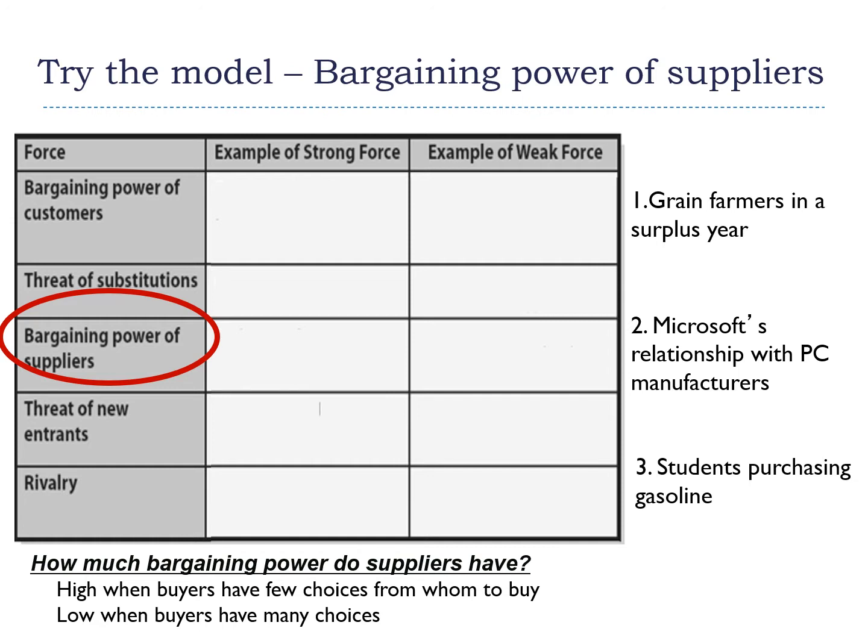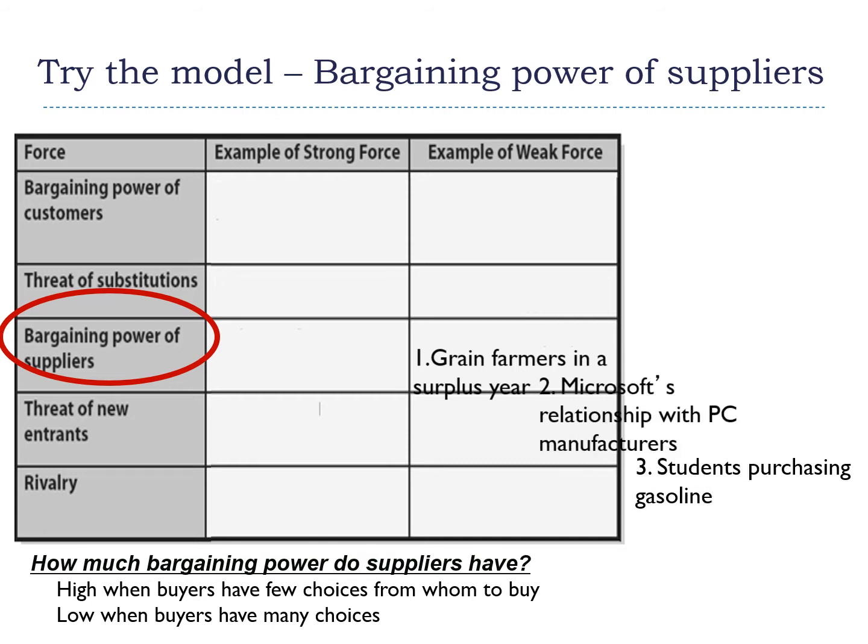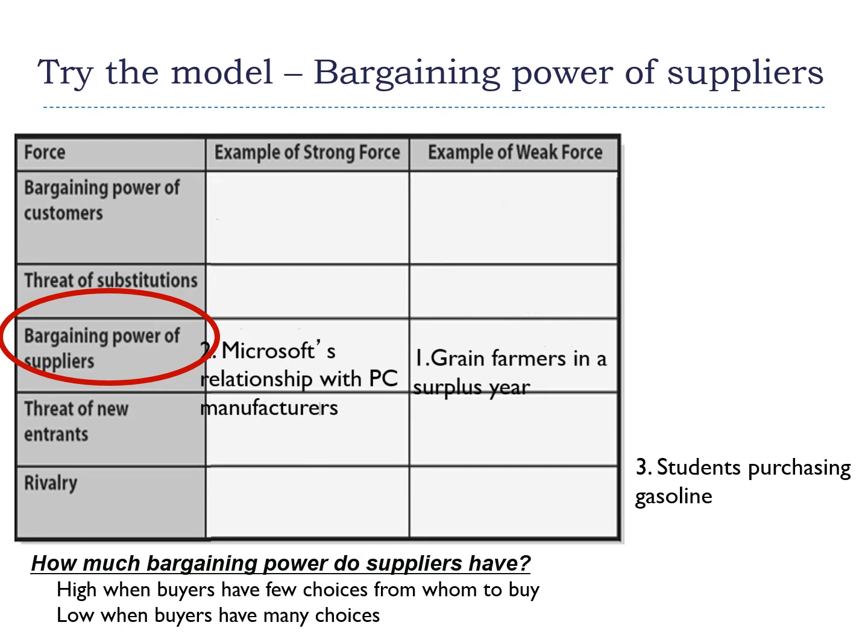Okay, first, grain farmers in a surplus year. Since it is a surplus year, farmers as the supplier will be the weak force because buyers will have many choices to choose from. Second, Microsoft's relationship with PC manufacturers. Microsoft will be the strong force because buyers, which are the PC manufacturers, have very few choices to choose from.